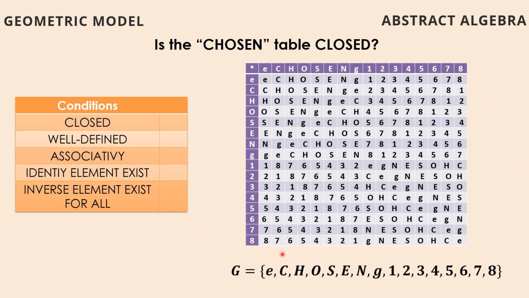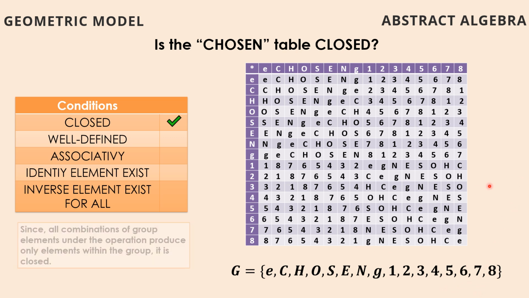So the elements of G are E, C, H, O, S, big letter E, N, G, 1, 2, 3, 4, 5, 6, 7, 8. Since all combinations of group elements under the operation produce only one element within the group, it is closed, and all the results from two operated elements can be found inside the set G.